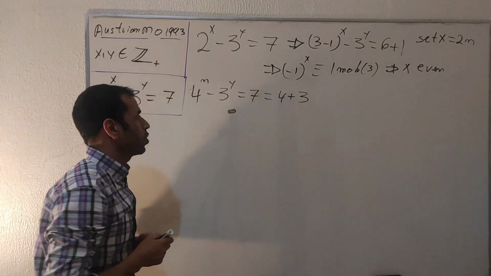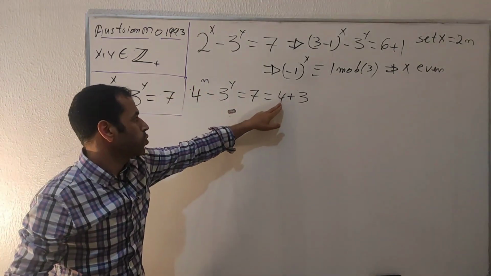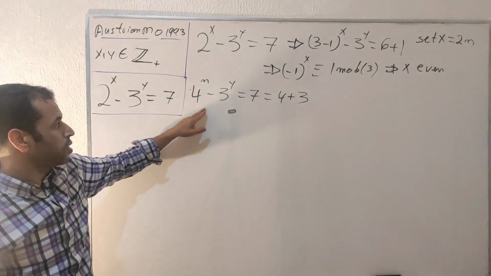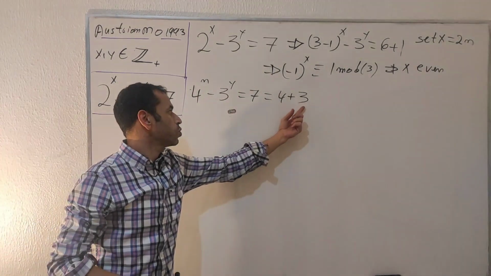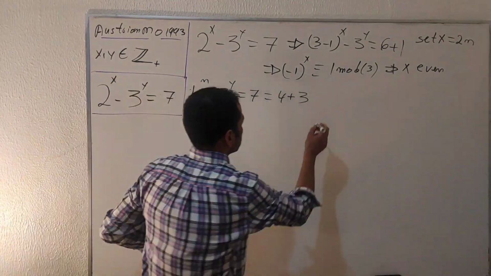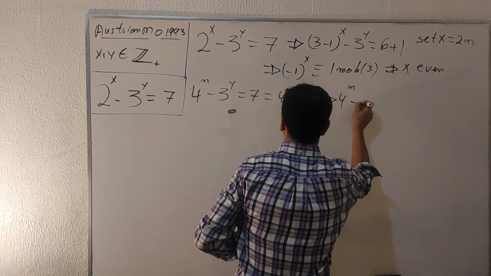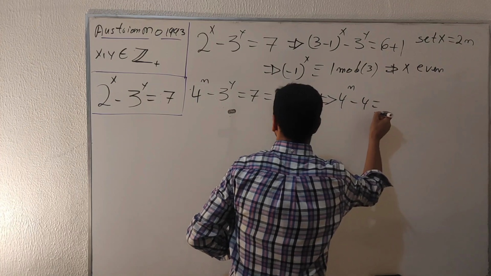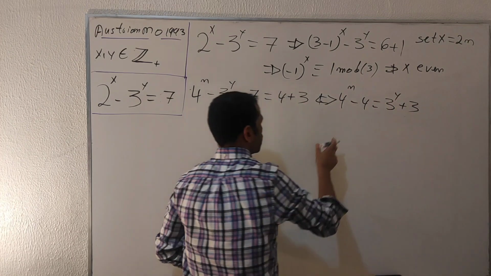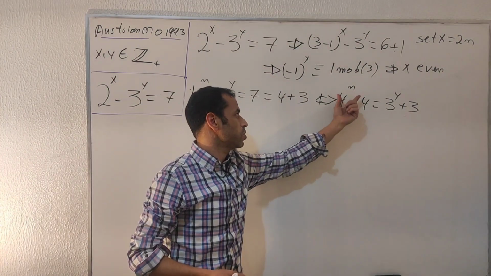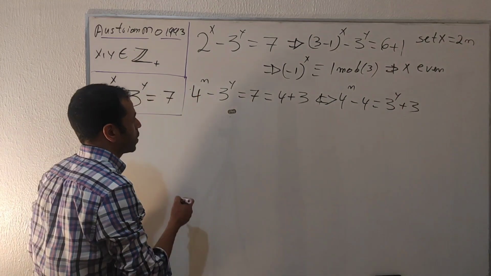Why am I doing this? Because I have 4 to the n here, I'm going to bring the number 4 over to make it a common multiplier. Also, I have 3 to the y, so I'm going to put this one and this one together. So this gives us 4 to the n minus 4 equals 3 to the y plus 3. It's very clear here.